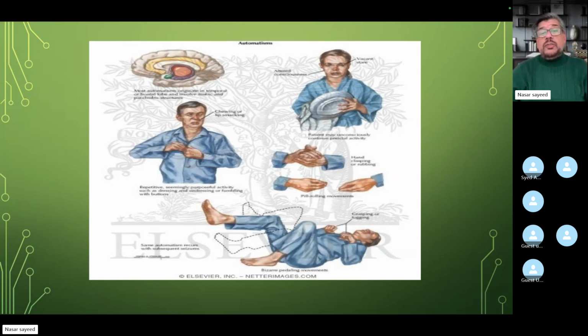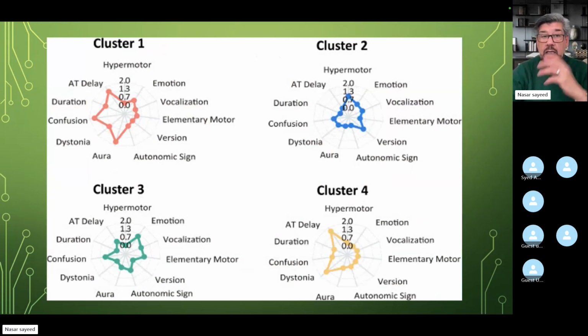Still, automatic phenomena, considering temporal lobe epilepsy, is treated as an epileptic phenomenon and anticonvulsants are prescribed for it. We still need to have more details of it before we declare it psychological rather than automatic. So there is hypermotor phenomena. There are four clusters: vocalization, elementary motor, version, automatic sign, and an emotional component to it as well.